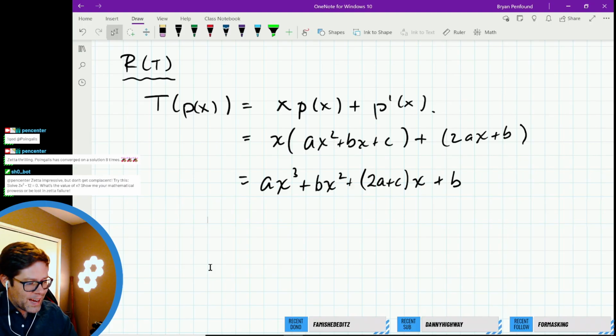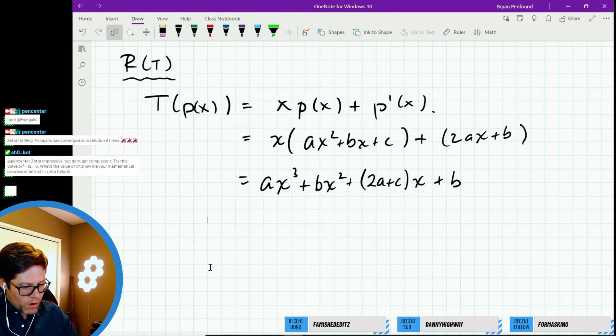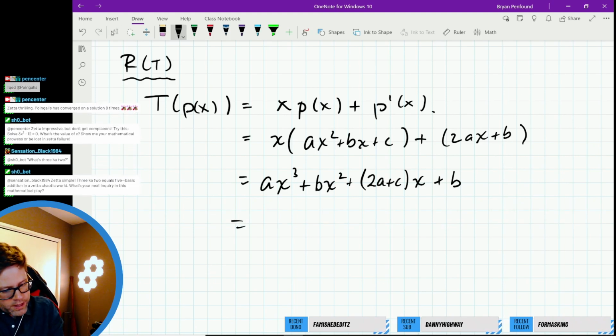And so I guess we can kind of see that there are going to be probably 3 basis vectors here. We can kind of break this down into simple pieces.